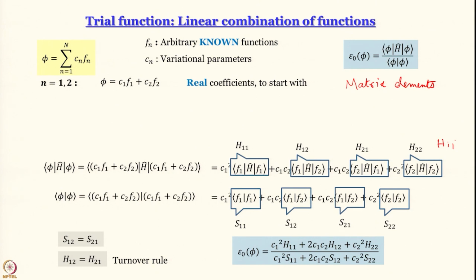One thing I want to remind you is that these are numbers, aren't they? These are integrals, and they are integrals that we should be able to evaluate. We are going to choose the functions that way. So, these are all numbers. The coefficients are actually the parameters here. Similarly, in the denominator I get C1 square S11 plus 2 C1 C2 S12 plus C2 square S22.